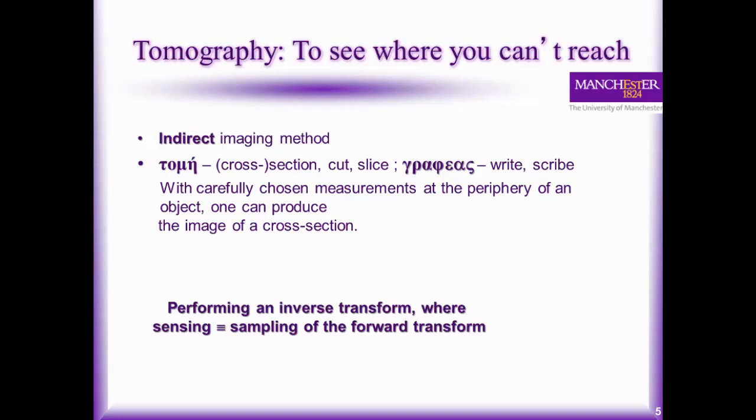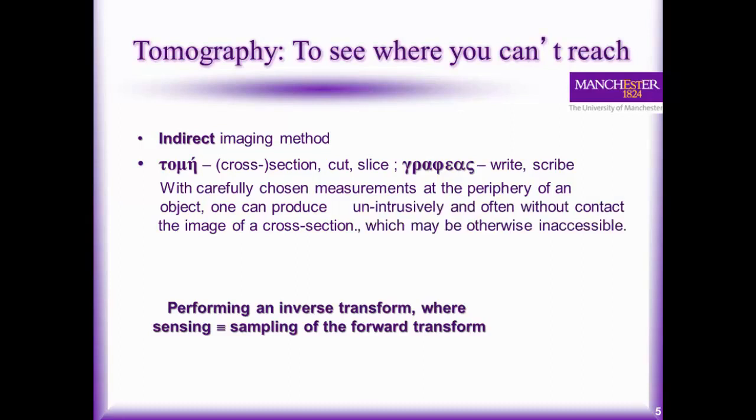Tomography definition is much better and much easier. It is an indirect imaging method, and its name already tells you what it is. It comes from tomos and graphos, which is cutting or slicing, and of course making a written account of that cutting or slicing, which is also, the word also means scribe. The sense of all this definition is that with carefully chosen measurements at the periphery of an object, one can produce the image of a cross-section.